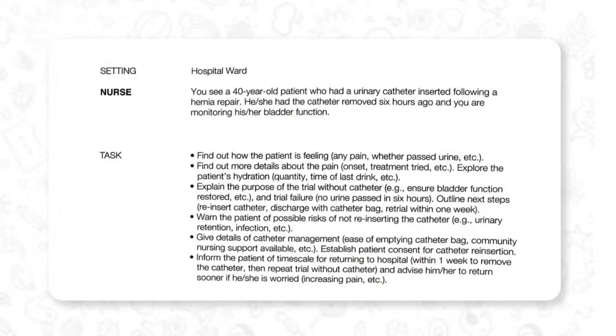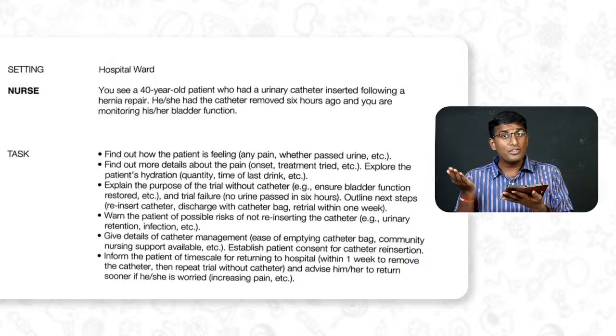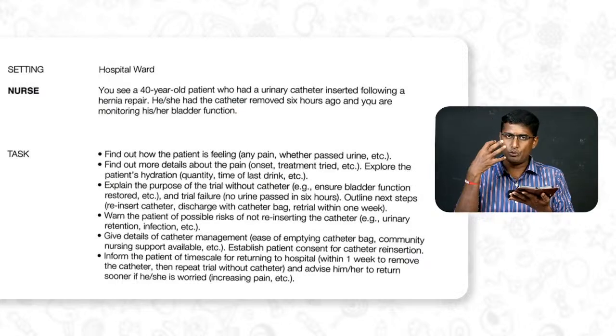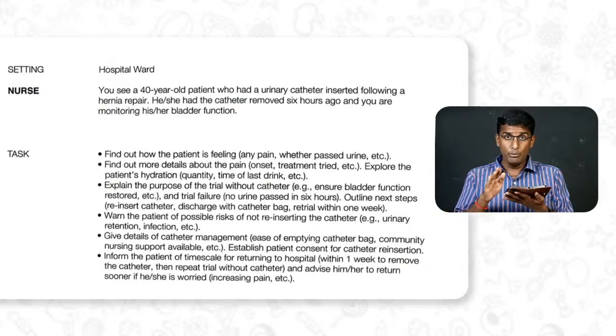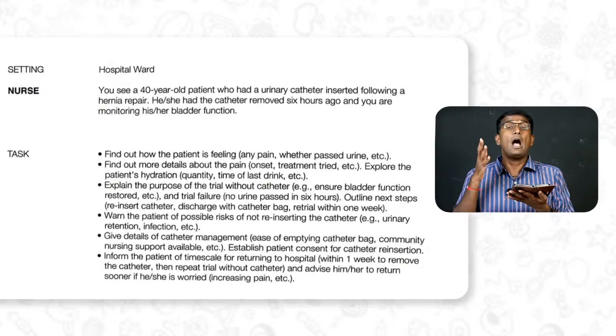So this is a hospital ward, a known case patient who has finished a hernia repair. A catheter had been inserted. The catheter was removed 6 hours ago, and we are now monitoring bladder function. To monitor the efficiency of bladder function, we have just removed the catheter, and we are seeing how the patient is having output after the catheter removal. So we are assessing their function. Find out how the patient is feeling.